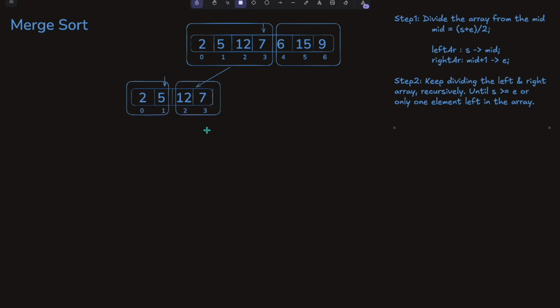So this is the left and right array, and again we need to keep dividing the left array and then the right array. So this is the left array. Let me place it here.